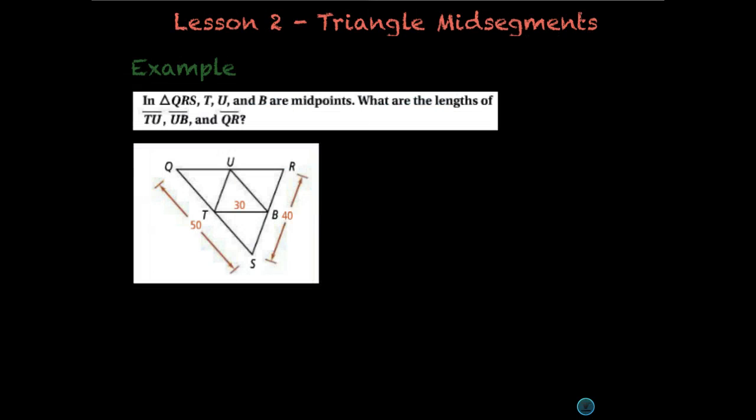Let's go ahead and look at some examples. In this triangle, QRS, T, U, and B are midpoints. So we've already discovered that these lines are hitting the midpoints of our big triangle. So now we want to know what the lengths of TU, UB, and QR are. So let's go ahead and start with TU.